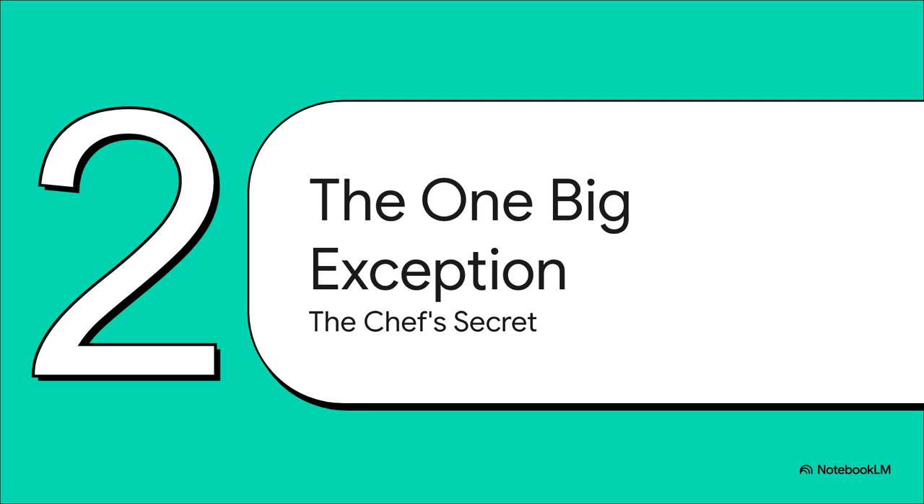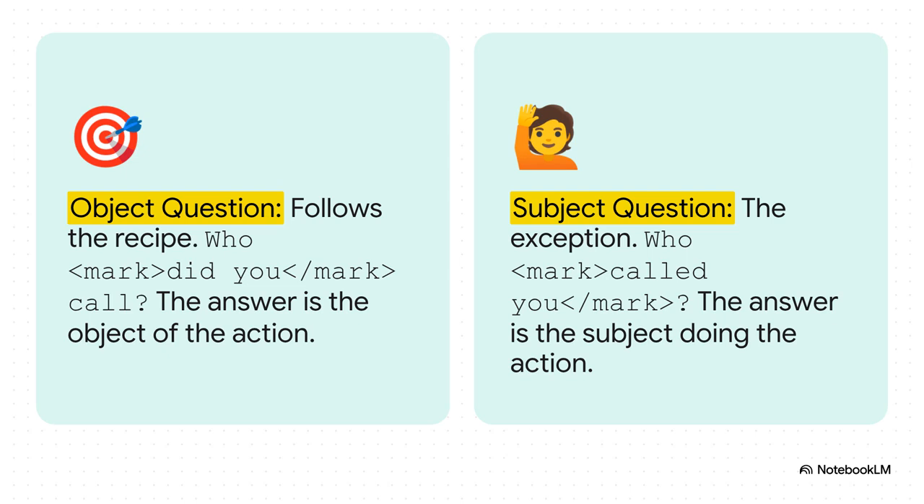Okay, so you've got the main recipe down. Awesome. Now it's time for the chef's secret. This is the one major exception that will make you sound so much more fluent. A lot of people get tripped up on this, but once you see it, it's actually super simple. This right here shows the difference perfectly.